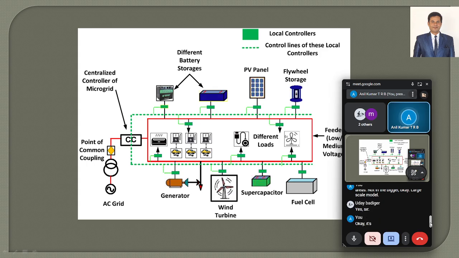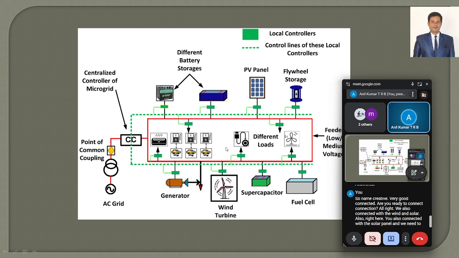Small scale means it should be within 1 or 2 kilometers. Okay, so your grid should also be connected to other grids. See, here other grids are also connected. We have the connection with other grids also, correct? We are also connected with the wind and solar, right? We are also connected with the solar panel and wind.